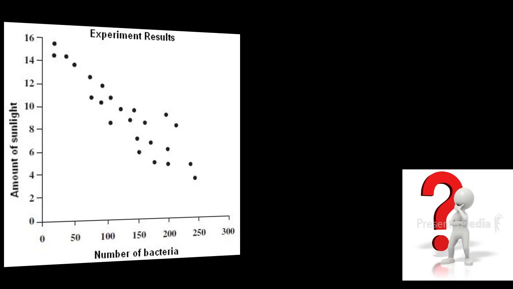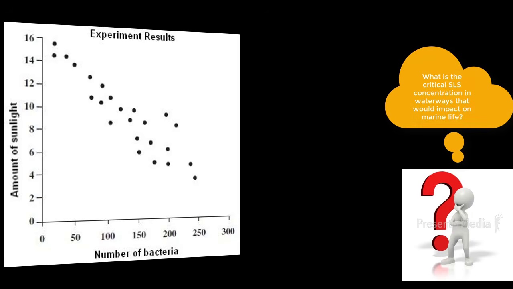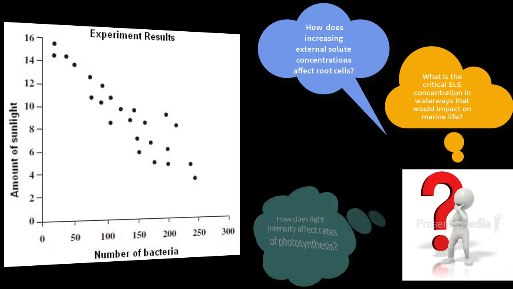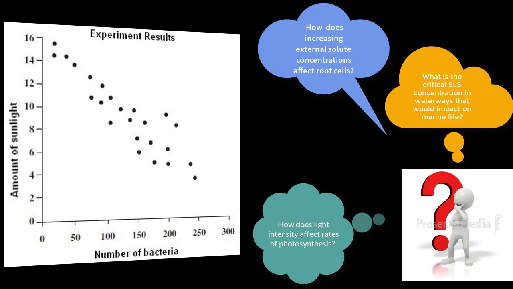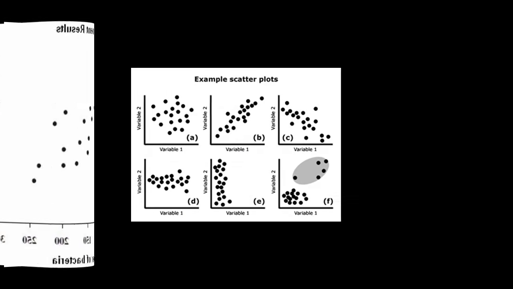You will then use these graphs to interpolate or estimate a value based on the known values from these graphs. Examples include investigating the correlation between concentration of SLS in waterways and its effect on death of marine organisms, the correlation between sucrose concentrations and plasmolysis in plant cells, the correlation between light intensity and rates of photosynthesis, and, if you are doing MGC, identifying unknown DNA samples based on known DNA base pair sizes.